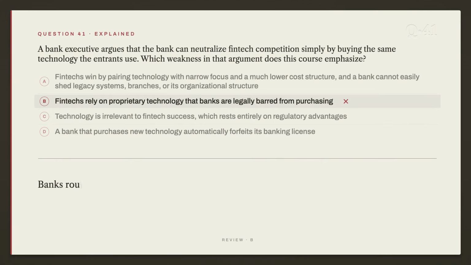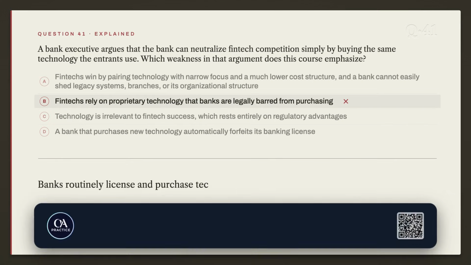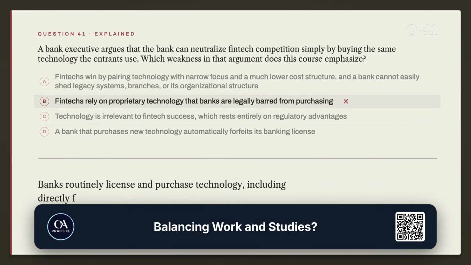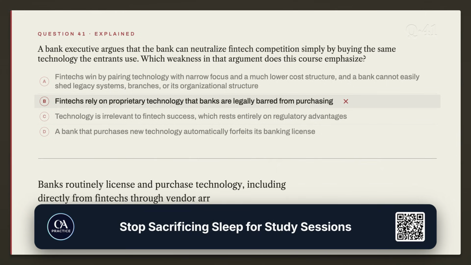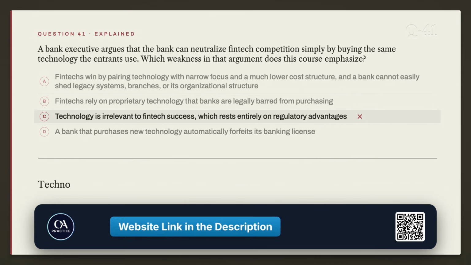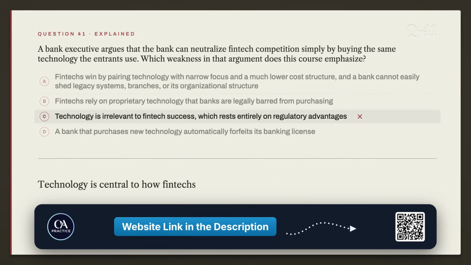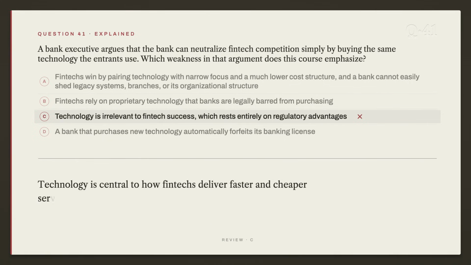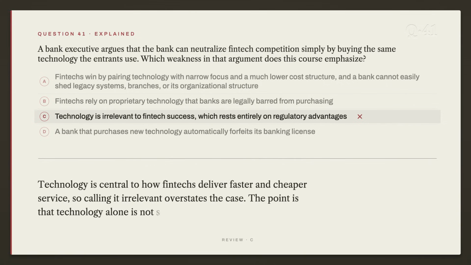B is wrong because banks routinely license and purchase technology, including directly from fintechs through vendor arrangements. No legal barrier stops them. C is wrong because technology is central to how fintechs deliver faster and cheaper service, so calling it irrelevant overstates the case. The point is that technology alone is not sufficient, not that it fails to matter.